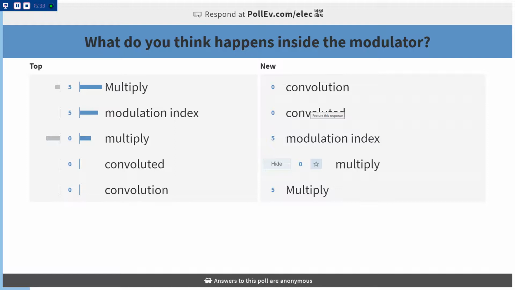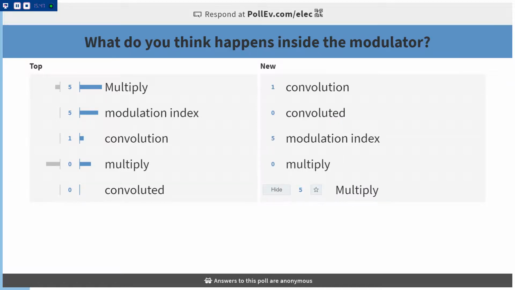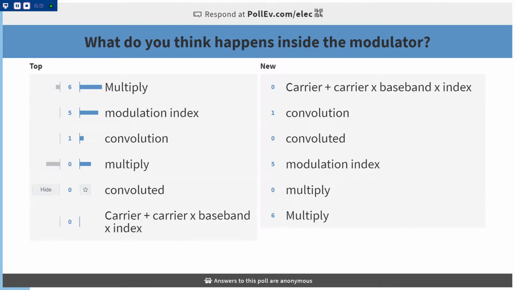It's a convolution in the frequency domain, yeah? Because there's multiplication in the time domain, it is a convolution in the frequency domain. So yeah, I'll allow that. But it's not convolution in time, no. It's not like system impulse response and convolution, no. Okay, so you all carrier plus carrier times baseband times index. Well done. So somebody's looked at the next slide.